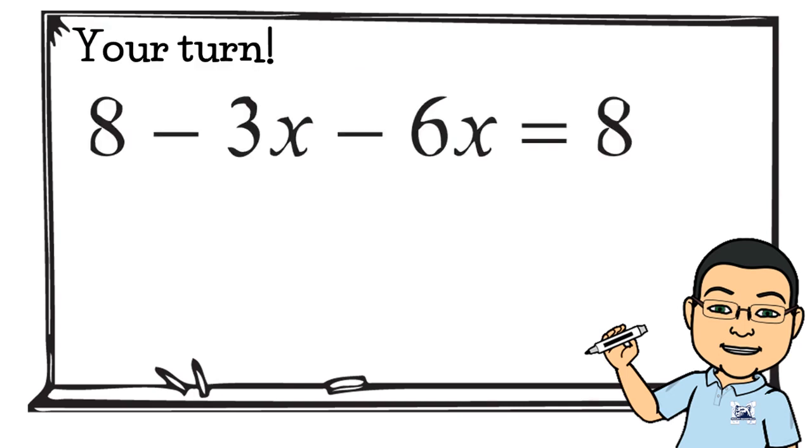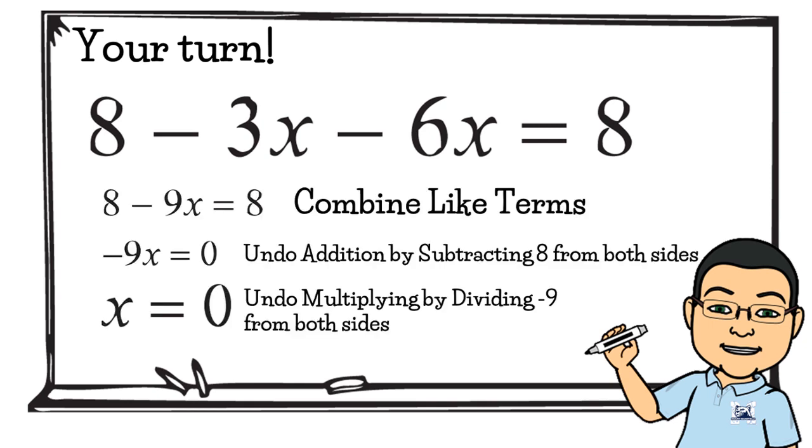So you try one. Try number 2 on your page. After combining like terms, undoing the addition by subtracting the 8 from both sides, and then undoing the multiplication by dividing both sides by 9, we can find that x is equal to 0. Let's look at another one.